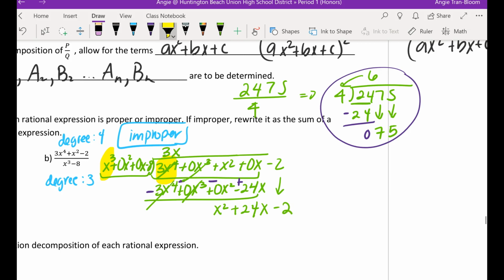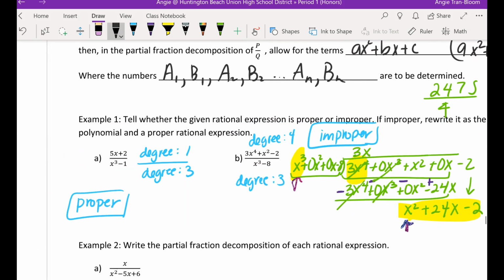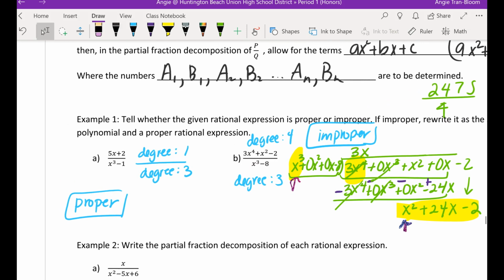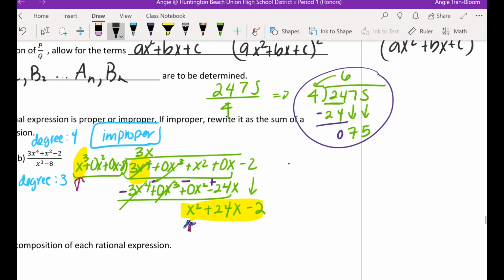Well, in this case, when I drop down the negative 2, I can't really divide anymore, because this x to the 2nd, what I mean by x to the 2nd is this right here, is not big enough to divide by x to the 3rd. So that is my remainder. That's what they mean by rewrite it as a polynomial and a proper rational expression. They want you to write it as 3x is your answer, plus your remainder, which is x squared plus 24x minus 2 all over x to the 3rd minus 8. So now that's what they mean.